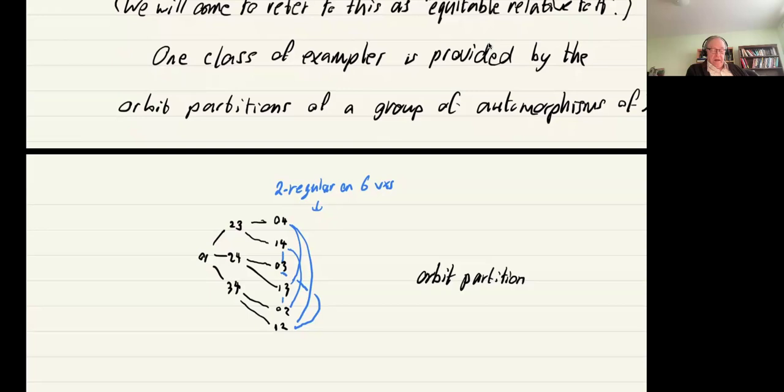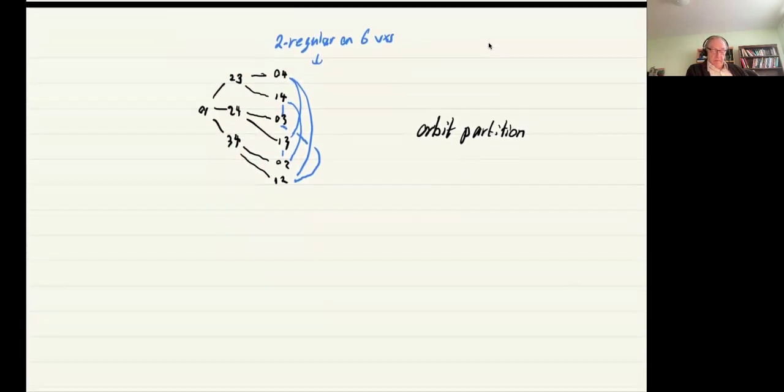Each vertex in this cell has exactly 1 neighbor in that cell and exactly 2 in that cell. So the edges joining this cell to this cell give me a bipartite graph with vertices here having valency 2 and the vertices here having valency 1. Any questions at this point? Okay.